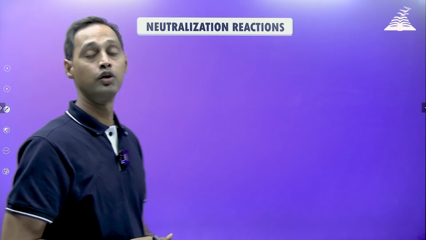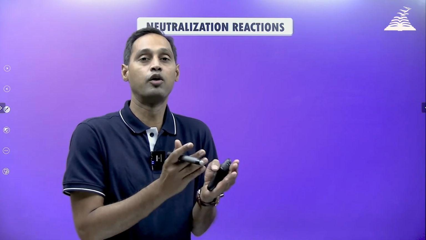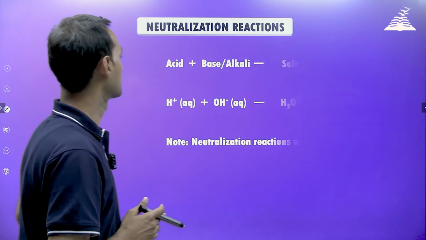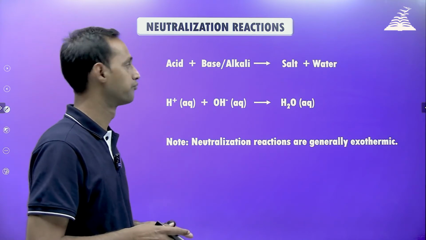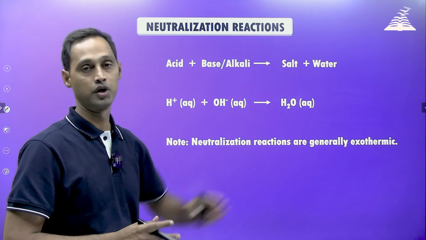Now, moving to neutralization reactions. So what is a neutralization reaction? Acid reacting with base to give salt and water. So basically it is the reaction between hydrogen ions present in the acid and the hydroxide ions present in the base. So that gives water and salt. They are neutralizing each other. Right? Let's take a look at the general equation. Acid plus base or alkali gives salt and water.